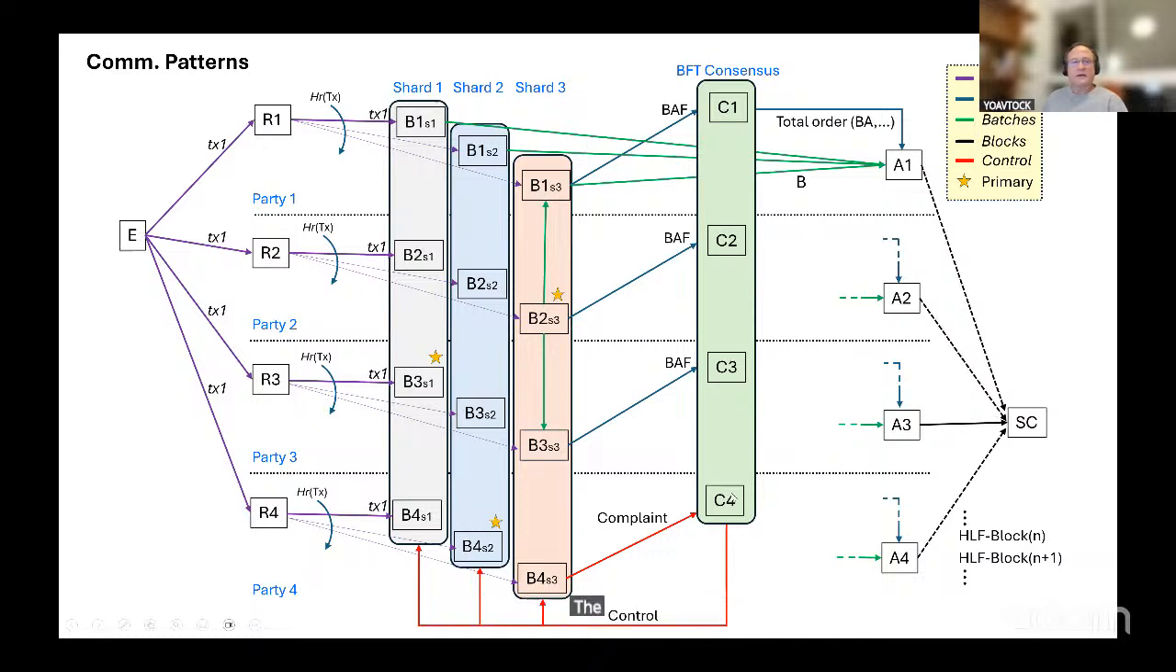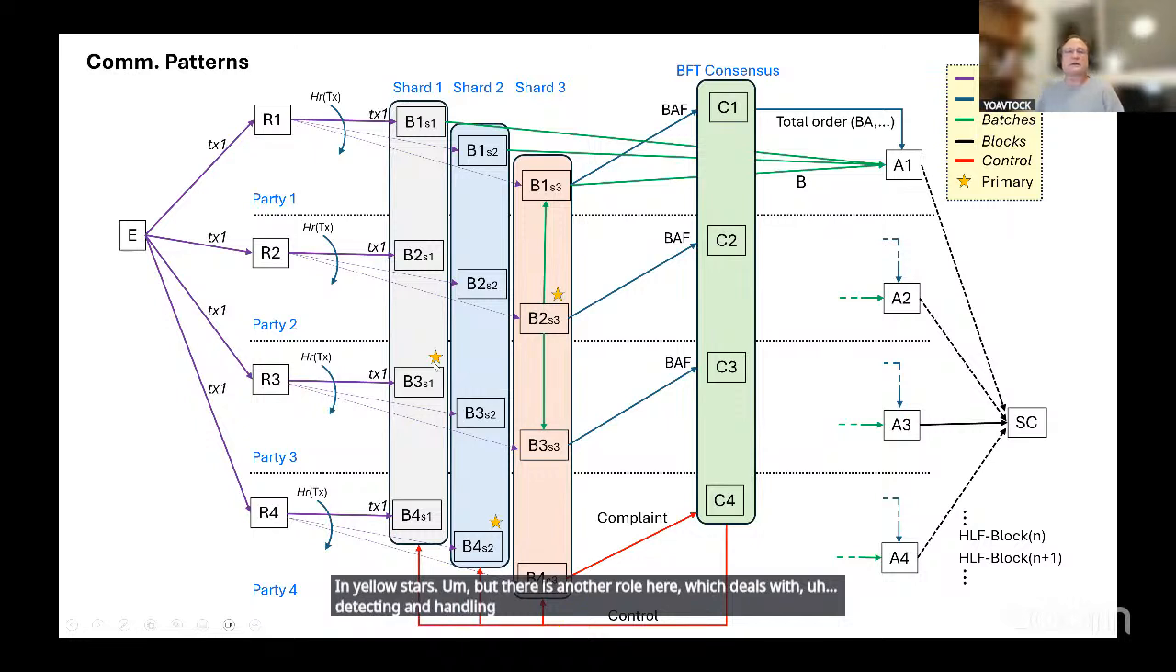There is another ingredient here in red, which is the control loop. As I've said, consenters determine the primary of each shard, here in yellow stars. But there is another role here which deals with detecting and handling faults. This is the next topic that I will describe.